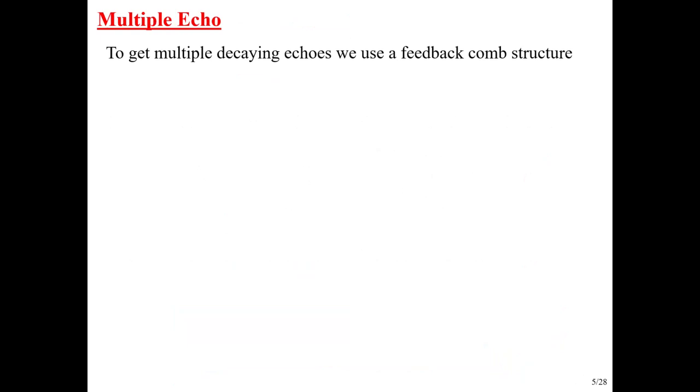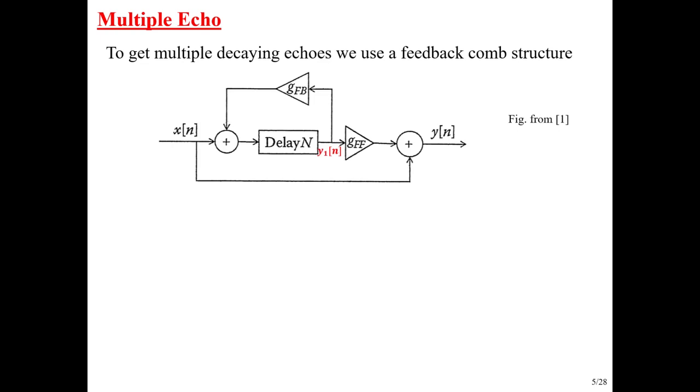Okay, now we can get a multiple echo. We just talked about slapback echo and a single echo. We don't want just a finite number. We'd like it to sound like the echo just keeps going, but it decays away. And so now we're going to use a feedback structure. It will still be a comb type filter that we've seen before.